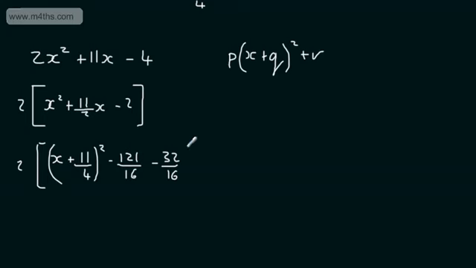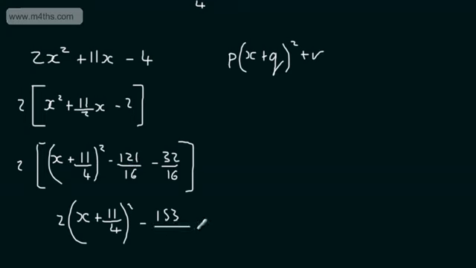So you could probably argue, well, I don't want to do that. I want to do it at the end. You're still going to essentially have to add 2 fractions with different denominators. So that's what I've got. At this stage, I'm going to multiply back through by the 2. So I've got 2 lots of the quantity x plus 11 over 4 all squared. Now this is going to give me minus 153 over 16. So it's going to be minus 153 over 8, as I'm going to multiply through by the 2. So that is in completed square form.